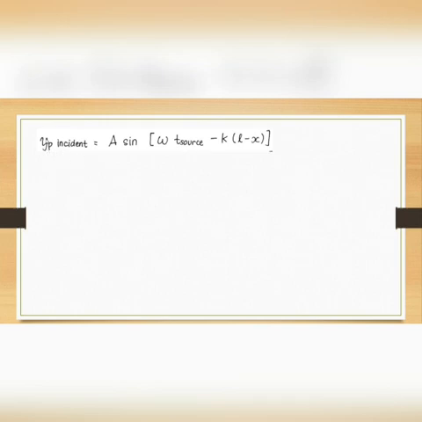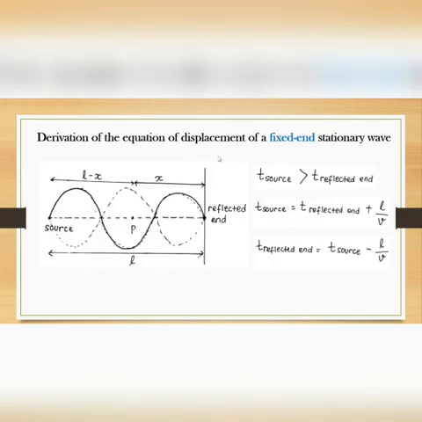So when we want to see the equation, the displacement of the incident wave will be written as A times the sine of omega times T source minus k times L minus x. Remember the equation of the traveling wave that we discussed before. Yes, this is L minus x.